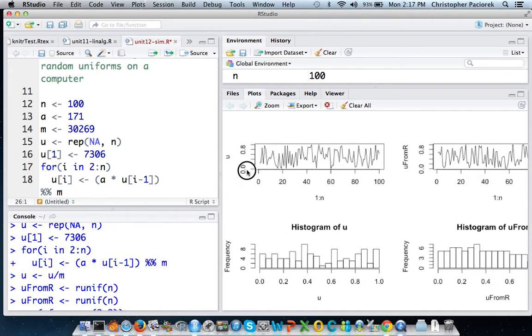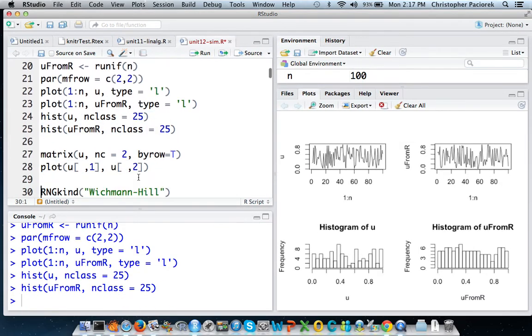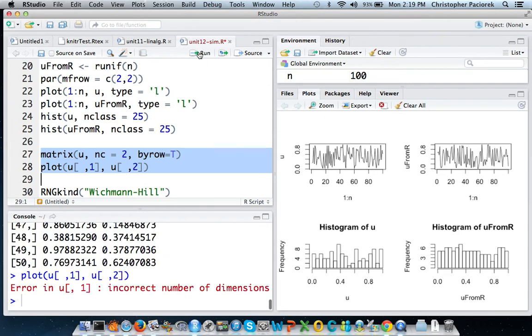The other thing I just added as I was waiting for class to start was to plot, to try and get at the dependence from one value to the next, and also this should get at some aspect of uniformity in higher dimensions. So I just took those 100 values and filled out a 2-column matrix by row. So the first 2, so it's 1, 2, 3, 4, 5, 6, 7, 8. So that should give us some sense of where there seems to be some serial dependence here. And if I, oh, right. I didn't actually define that as a matrix.